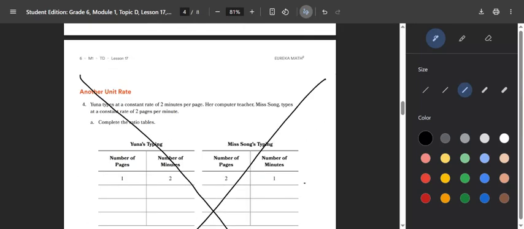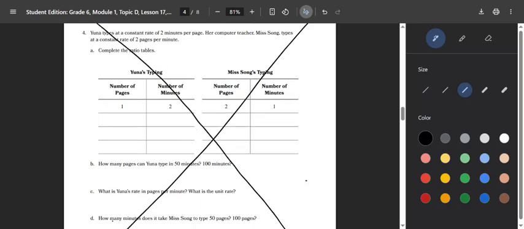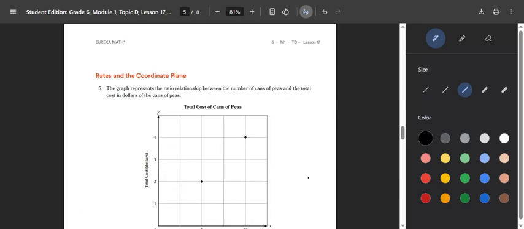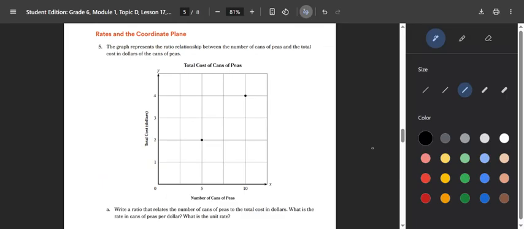All right, because of time, we're going to skip number 4. It's just the one I decided to skip. And we're going to go on to number 5.